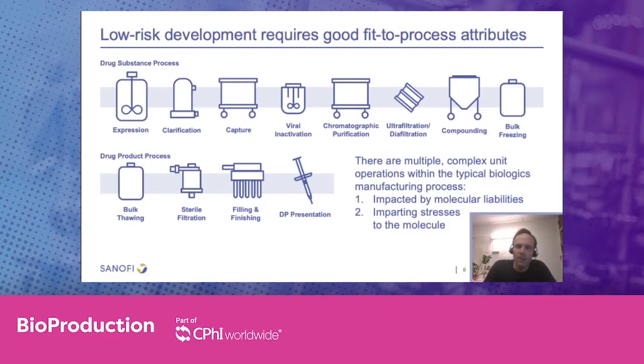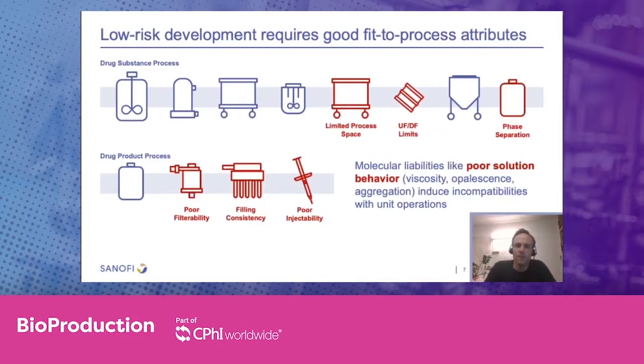So poor compatibility can arise in two different ways. It could be due to some feature or attribute of the molecule that makes it incompatible with any of the particular unit operations, or it could arise by the lability of the molecule towards the stresses that are implicit in each of the unit operations. So an example of the first is a molecule that's prone to poor solution behavior. We'll expand on this later, but it can include things like high viscosity or opalescence, phase behavior, aggregation.